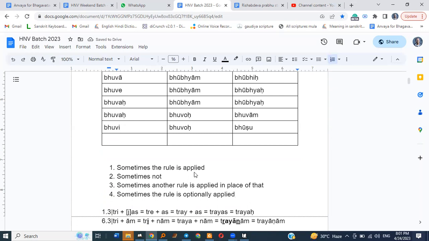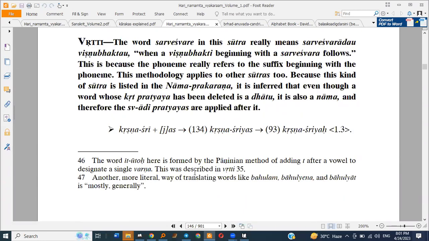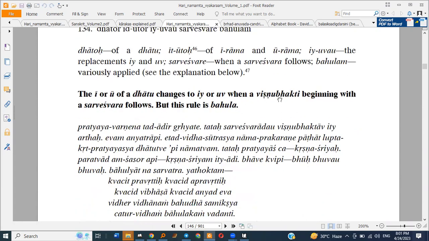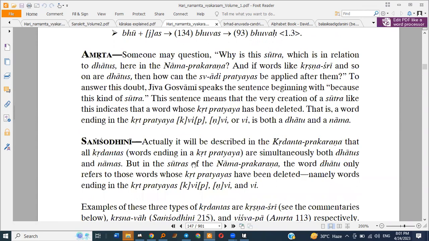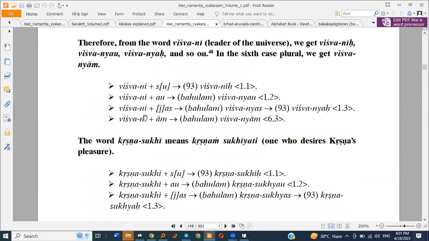So the point is, here we learned that according to this sutra, the long e or long u changes to e or u respectively when a Vishnu Bhakti beginning with Sarveshwara follows, right? But there are a couple of examples where words end with long e or long u, but we don't change them to e or u.